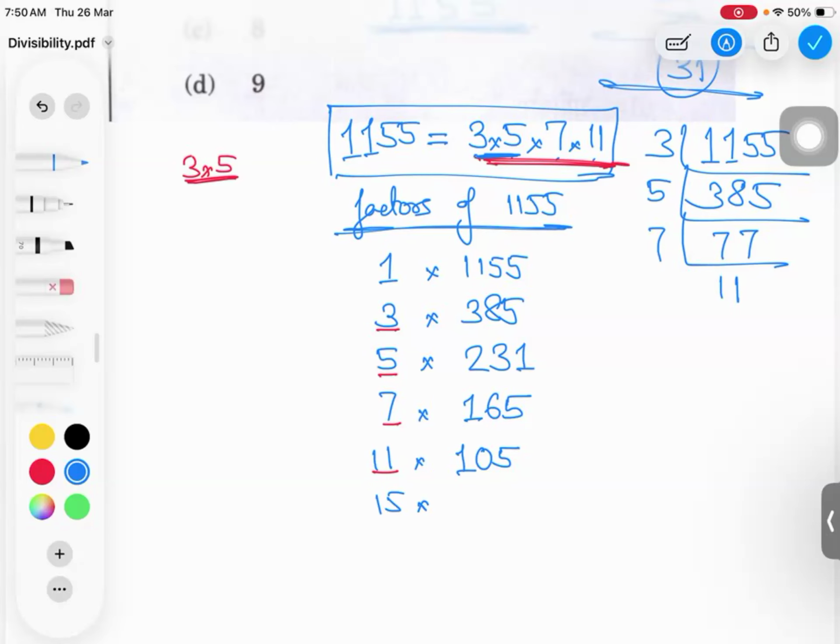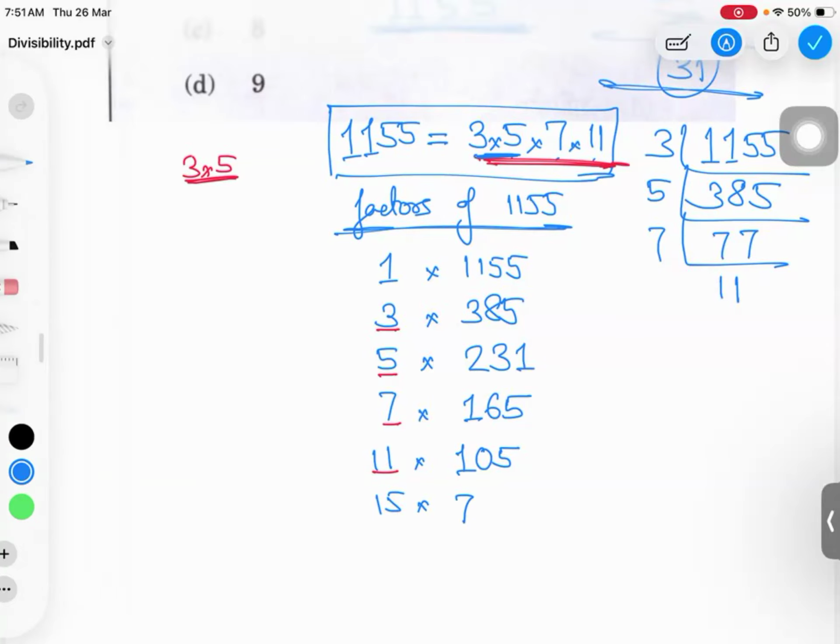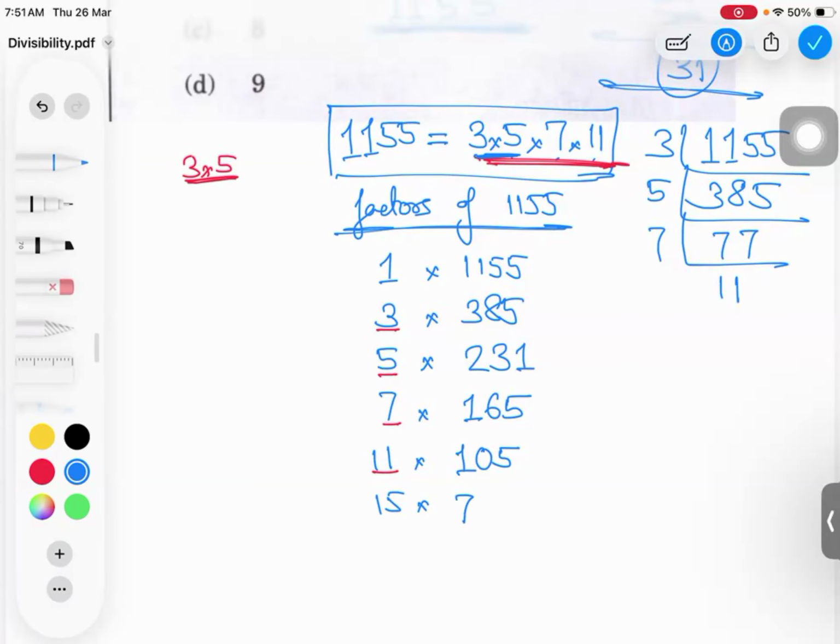Check once with 15 as well. I think 15, 6 times is 90, and 15, 7 times would be 105. So it would be 7 here, and then 10 remaining, then 5, 77. We can see 77 came in prime factorization as well. Okay, so 15 times 77.